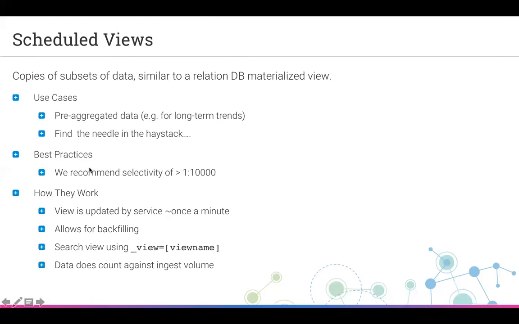We recommend that you have a pretty decent selectivity in your scheduled views. And the reason for that is you don't want to create massive scheduled views that are going to hurt you and just not be selective enough. So normally with your scheduled views, you're duplicating your data. There is no cost for using a scheduled view, but there is a cost to storing the data of a scheduled view. So you want to make it selective. You want to pre-aggregate that data so that it's stored. And then once a minute, more or less, the service kicks off and it goes and runs your data and it sets that scheduled view again.